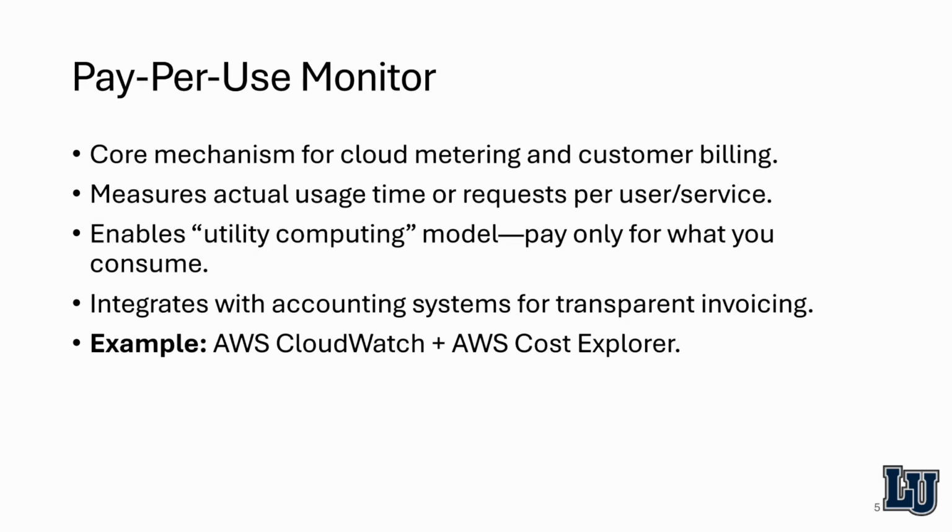Speaking of billing, that brings us to the pay per use monitor. This system turns all those raw usage metrics into actual dollar amounts. It's what makes the cloud business model work. You pay for compute, storage, or bandwidth only when you use them. For instance, AWS or Azure will measure your instance uptime, API requests, and gigabytes stored, then multiply that by the current pricing rate. This is the utility side of computing.